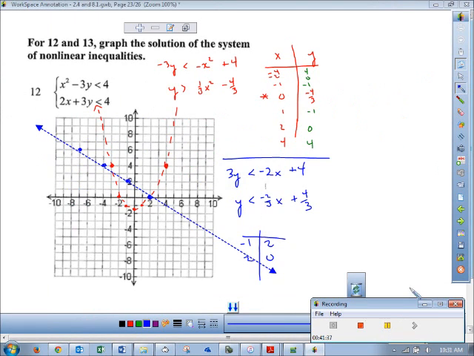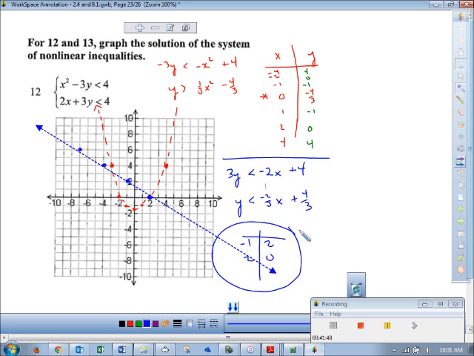You really only need to find two, right? It's a line. You know this is linear. I found myself two nice, neat places on the old table of values. Wrote them down as a baby table, and then I graphed those as a dashed line because it does not have an equal to bar.